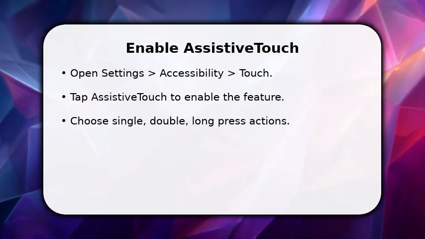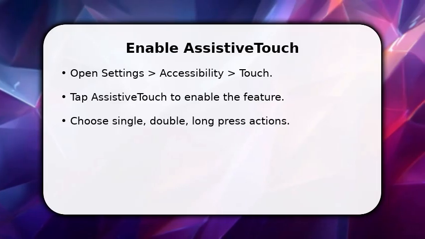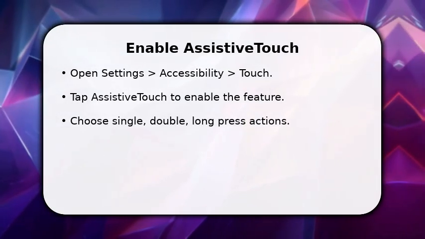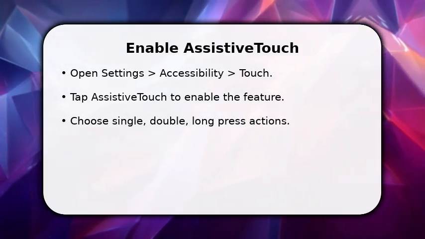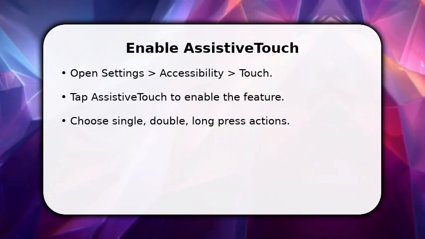Enjoy the video. You'll start by enabling AssistiveTouch so the floating button appears. This gives you touch alternatives and gestures. Open Settings, go to Accessibility, then Touch, and tap AssistiveTouch. Turn the toggle on and watch the on-screen button appear. This is your new shortcut for Home, Control Center, and custom gestures.